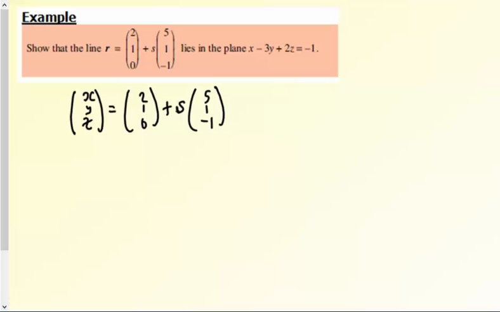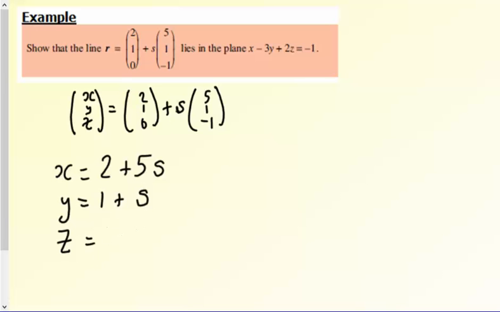So there's my equation of the line, and I'm just going to write that in parametric form. So x is equal to 2 plus 5s. I'm being really careful with my s because it looks very much like a 5. y is equal to 1 plus s, and z has got to be equal to minus s. Now for these to lie in the plane, that must hold true when we substitute those values into that equation.